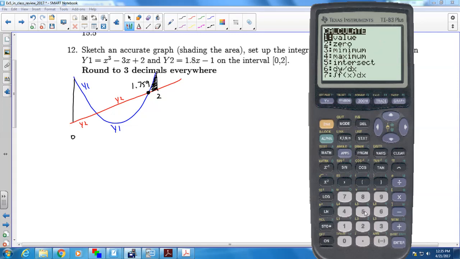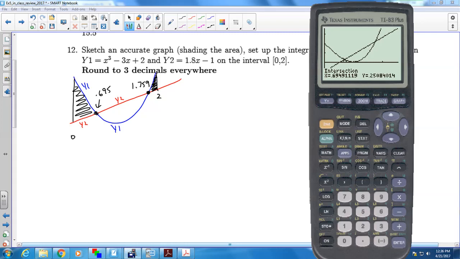Second trace, number 5. Enter, enter, and I have to change my guess so that I get the other point of intersection. And that is going to be 0.695. So I'm looking for this area, and then that last little area. So I will be integrating from 0 to 0.695.